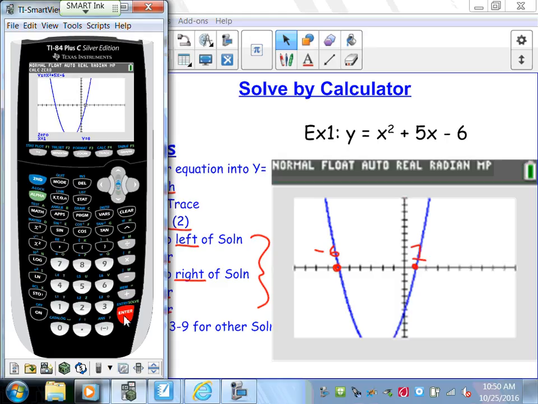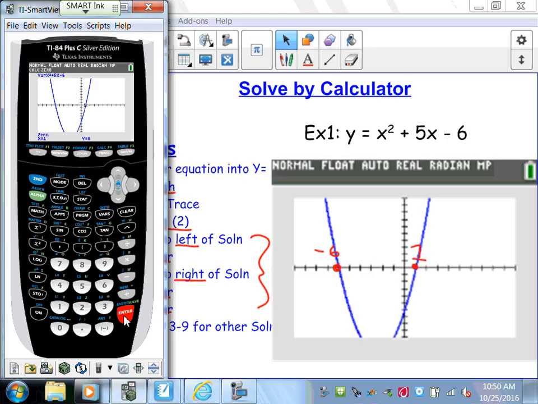Did you hit second trace 0? Is it not working? Okay. 1 and -6. Ah, okay. So it's very important that you put the blinker on top of the solution as close to the solution as you can.